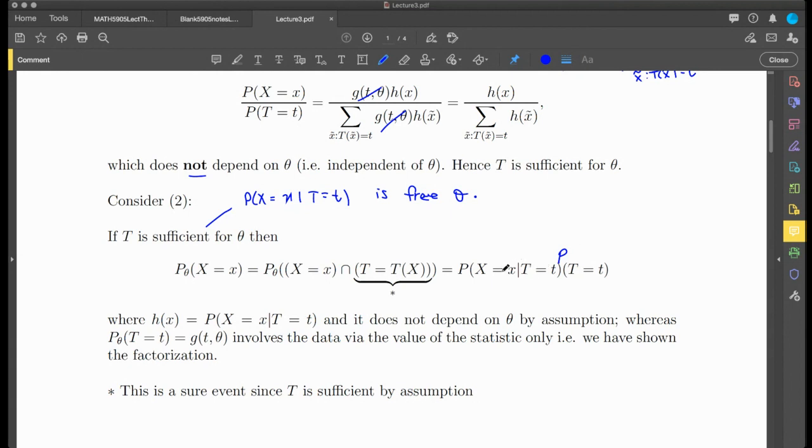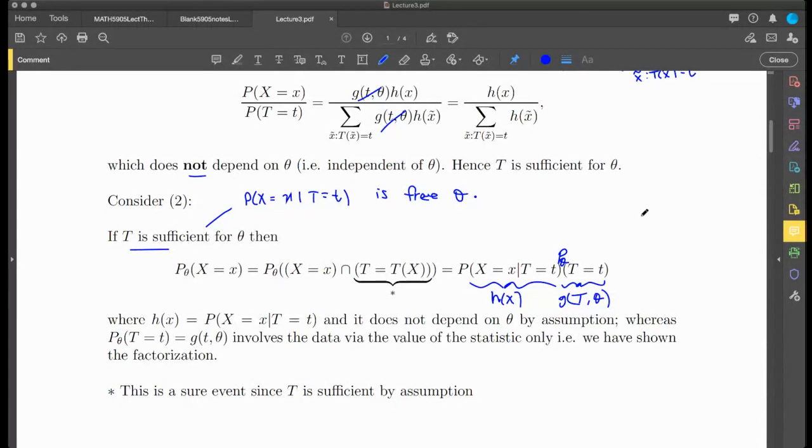Now, we know that this expression here is free of theta. Right? That was by this T is sufficient. So this function here is like my h of x. Right? It doesn't depend on theta by definition of sufficiency. This guy here depends on T and still depends on theta. Okay, so you could put a subscript under the theta there. All right, so this first function is like my h of x, and this guy is like my g_T of theta.